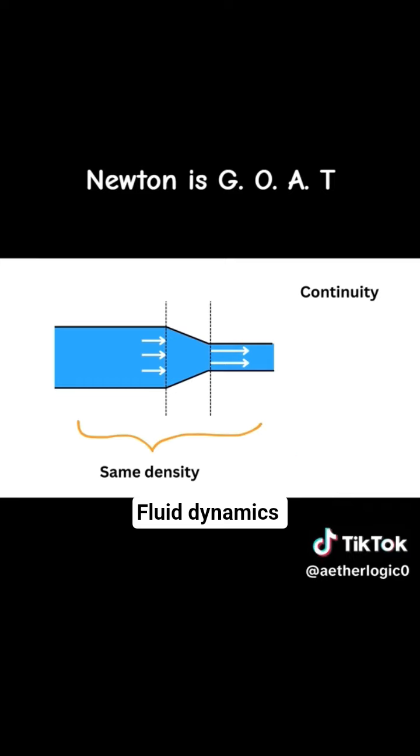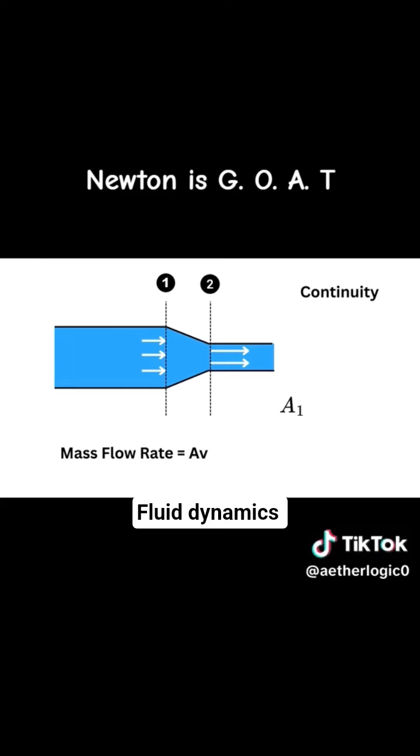If we assume the fluid has the same density everywhere, which is true for most liquids like water, then the mass flow rate is just the cross-sectional area of the pipe multiplied by the velocity of the fluid. So at any 2 points in the pipe, if the fluid is steady and not leaking anywhere, then the area at point 1 times the velocity at point 1 must be equal to the area at point 2 times the velocity at point 2. If the area becomes smaller, the velocity must become larger to keep the product the same. That's why fluid speeds up in narrower parts of the pipe.